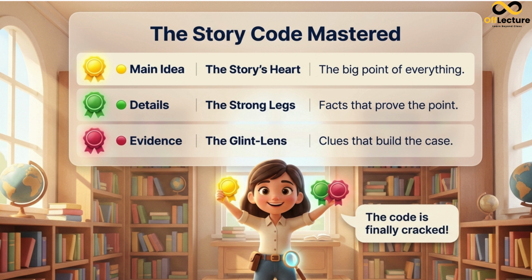Excellent! The story code mastered. The code is finally cracked. Main idea is the story's heart, the big point of everything. Details are the strong legs, facts that prove the point. Evidence is the glint lens, clues that build the case. All three together unlock the meaning of any text. You are now a fully equipped and confident story detective.